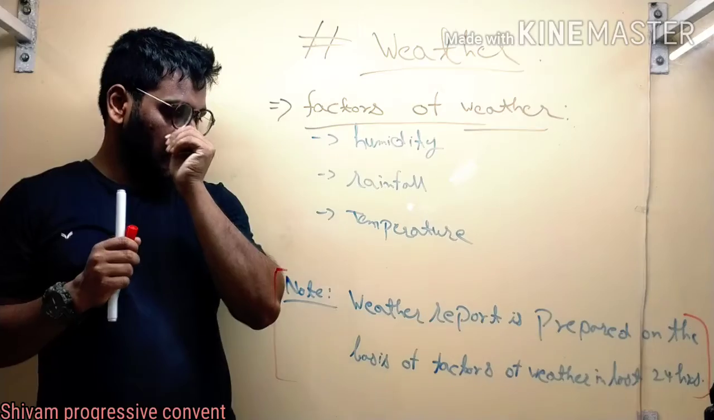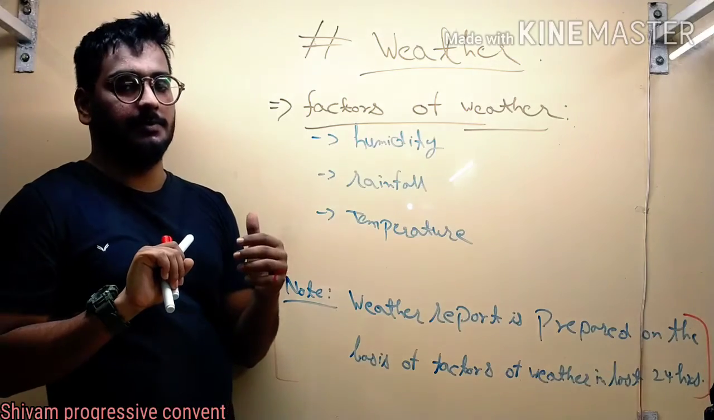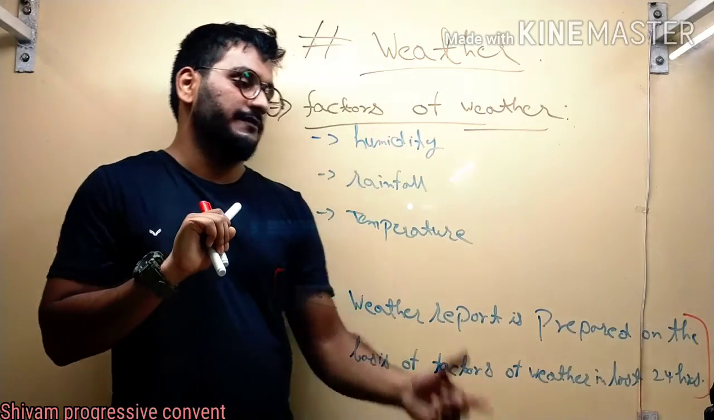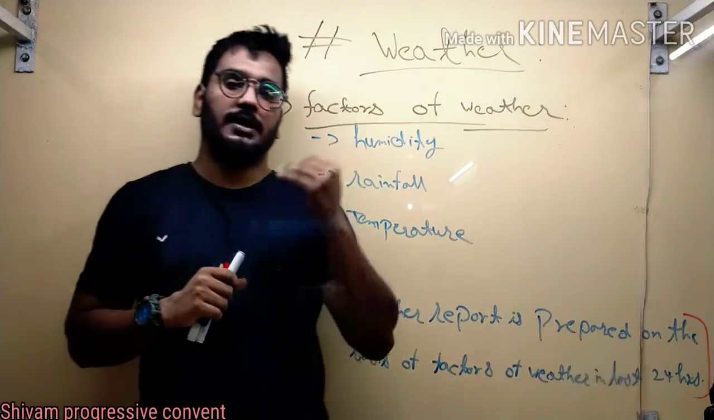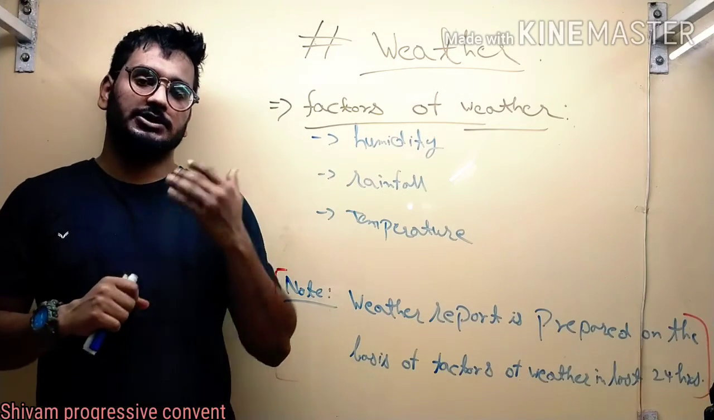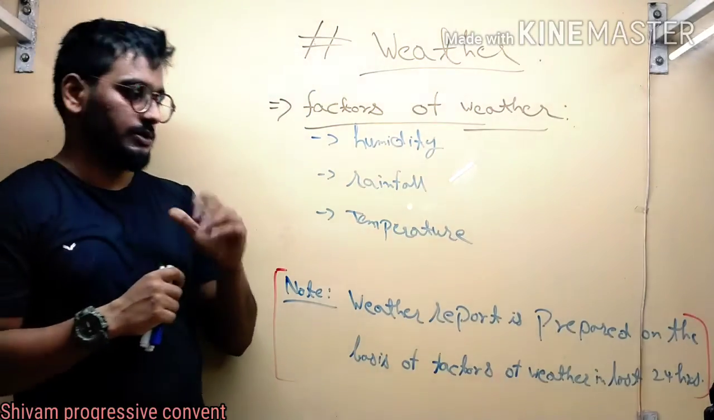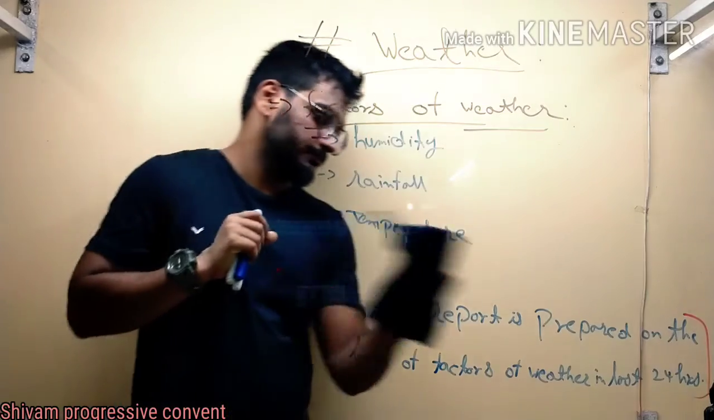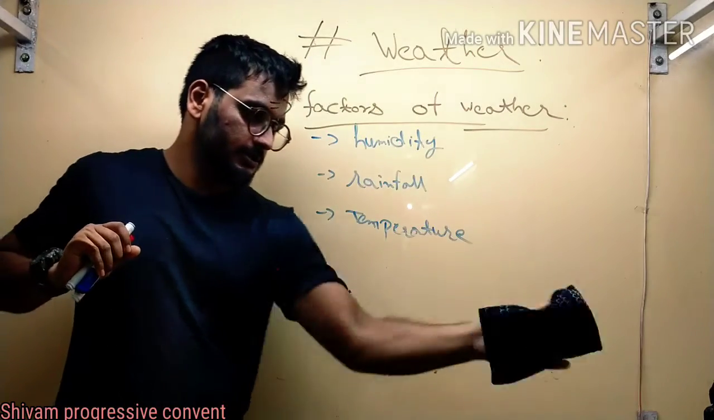When you see a weather report, it is nothing but a prediction which is prepared on the basis of factors of weather. What are the factors of weather? Humidity, rainfall and temperature. In the last 24 hours, how was the temperature of our area, how was the rainfall and how was the humidity. On the basis of that only, the weather report is prepared. That's what I want to say. Note it down.